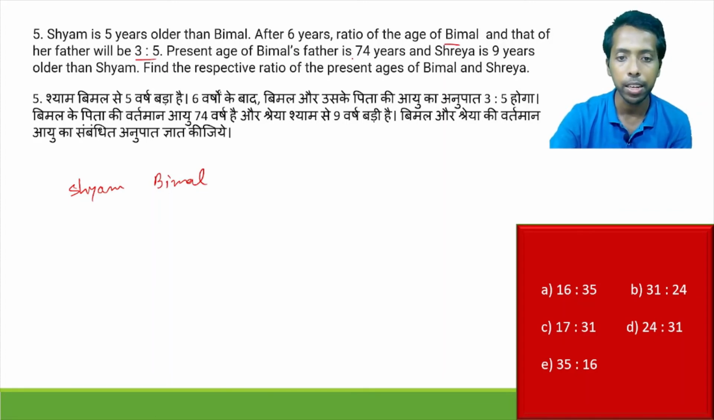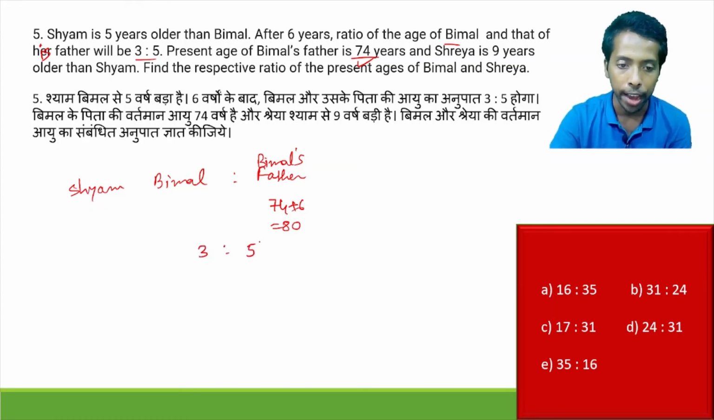Present age of Bimal's father, that is 74. Right. Now, you can relate these two statements, that is Bimal and his father. And present age of Bimal's father, that is 74 years. This is talking about Bimal's father. Right. Bimal's father, that is 74 plus 6 would give 80, and this is the ratio of the age after 6 years, that is 3:5. And after 6 years, exact age for Bimal's father, that is 80.